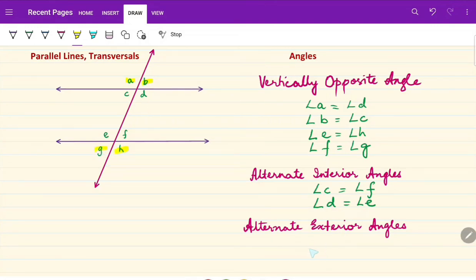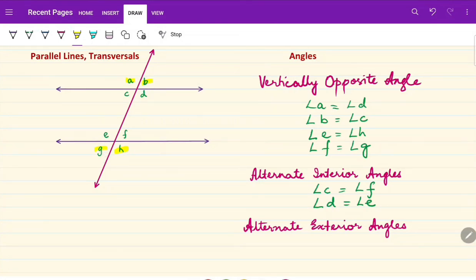And what would be the alternate exterior angles? They are the exterior angles that are across from each other. So A and H are alternate exterior angles. Likewise, B and G are alternate exterior angles. And the theorem on alternate exterior angles says that they will always be equal to each other. Therefore, angle A will be equal to angle H, and angle B will be equal to angle G.